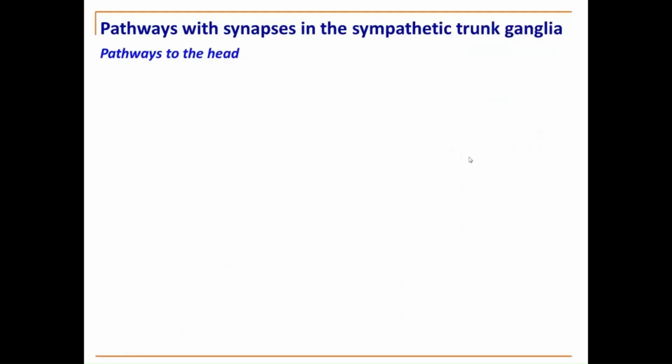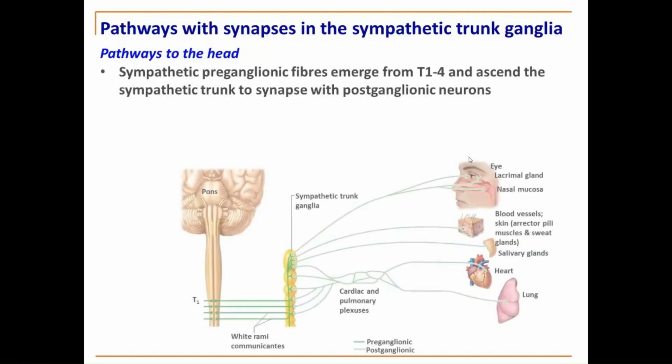So when we're thinking about that, we've got to think about how and where it's going. So we've got to think, first of all, what are the pathways to the head? This is where your sympathetic preganglionic fibers emerge. They emerge from T1 to T4, so we're at the top thoracic region, and ascend the sympathetic trunk to synapse with postganglionic neurons. So they've come in, they've come up, and there we're going to the head. They've ascended the sympathetic trunk and synapse with the postganglionic neurons, which then deliver information, telling the eyes what to do, or the lacrimal glands, or the nasal mucosa, whatever it might be.